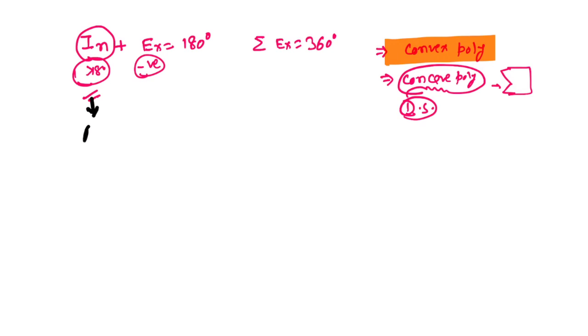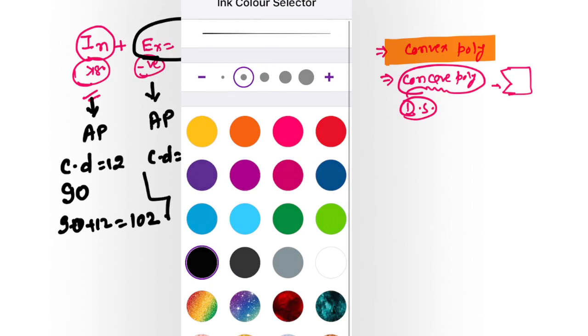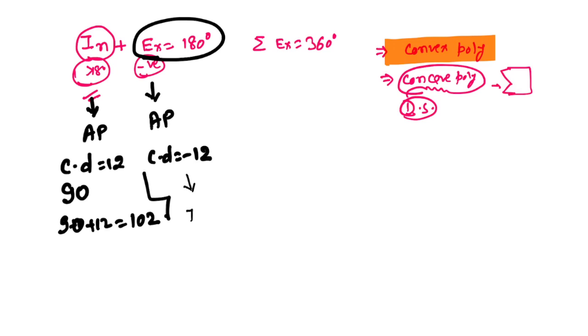If interior angles are in AP, it means exterior angles will also be in AP. If here the common difference is 12, then here the common difference is reversed, meaning minus 12. How does this come? If you add 12 to 90 you get 102. Then by the property that the summation is 180 degree, the exterior angle should be nothing but 78. So if your exterior is 90, then the next exterior will be 78 if the interior is increasing by 12. So if the interior is increasing by 12, the exterior decreases by 12.